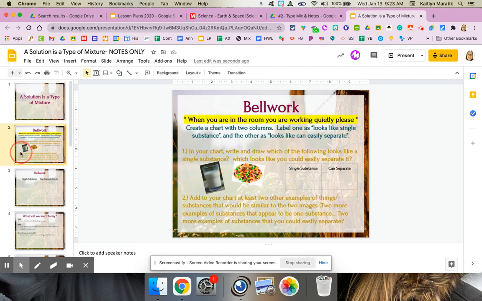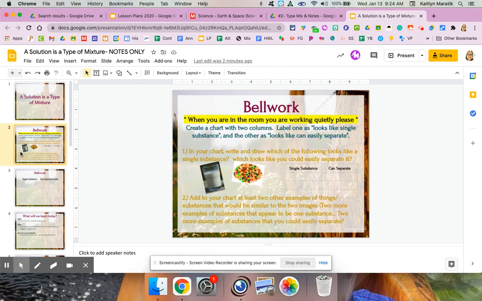First thing, there's some bell work here. Give this a try. Add it somewhere, some blank space on this paper. In your chart, write and draw what you think each of the following looks like. Is this a single substance or multiple? Could you easily separate it? One is milk, one is trail mix. Hopefully you're thinking that milk looks like a single substance and the trail mix looks like you could separate it. Specifically, I love chocolate, so I'm looking at all the M&Ms I'm going to pick out.